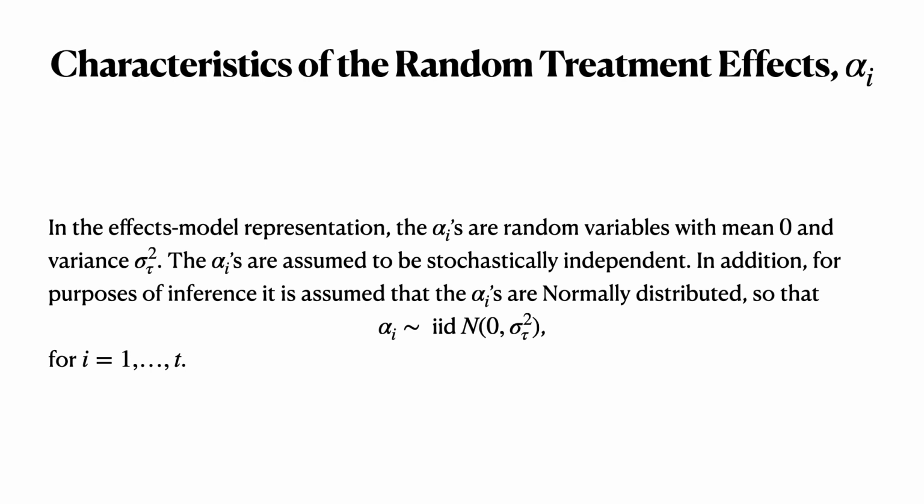In the effects model representation, the alpha sub i's are random variables with mean 0 and variance sigma squared sub tau. The alpha sub i's are assumed to be stochastically independent. In addition, for the purposes of inference, it is assumed that the alpha sub i's are normally distributed.